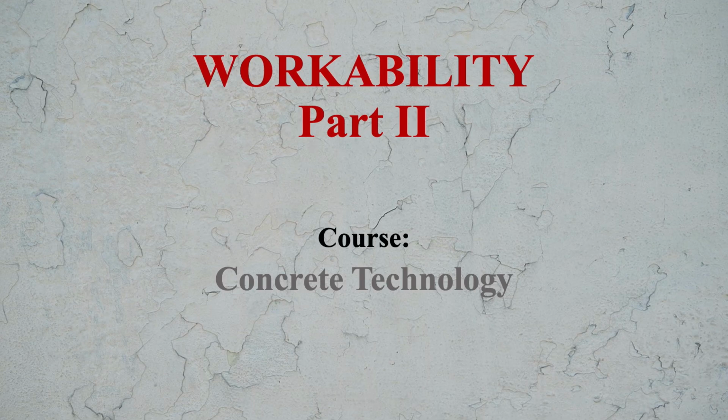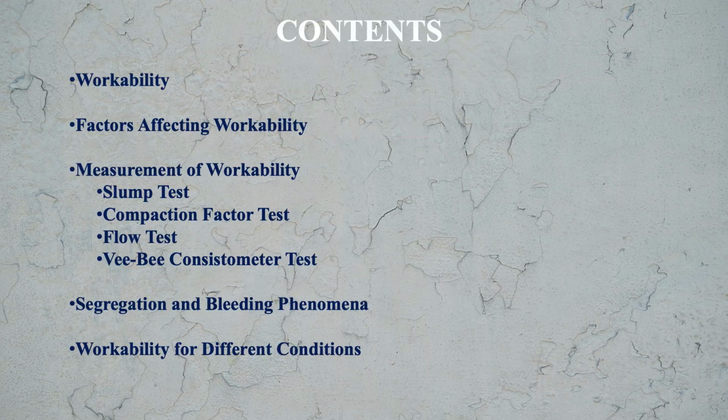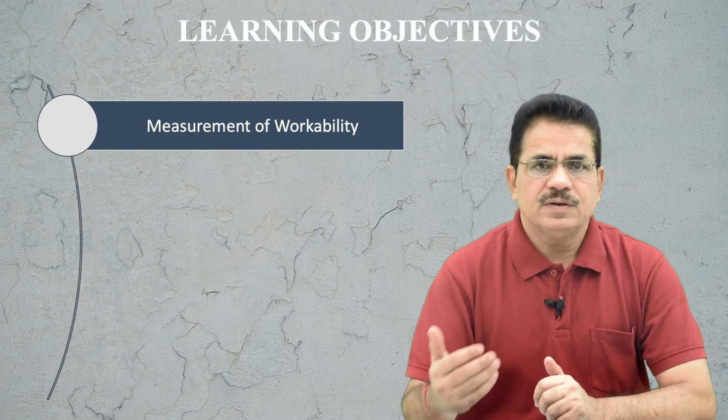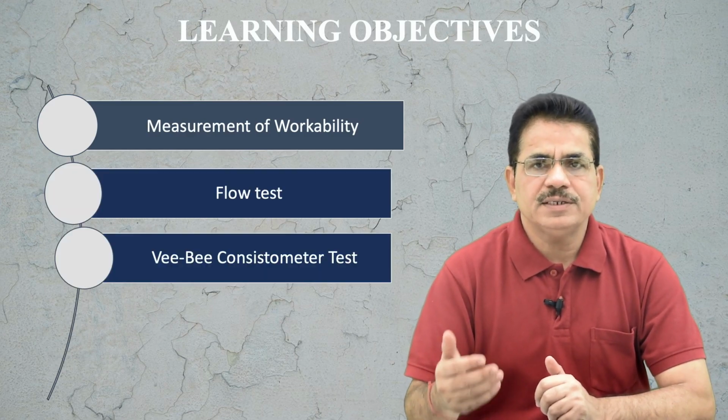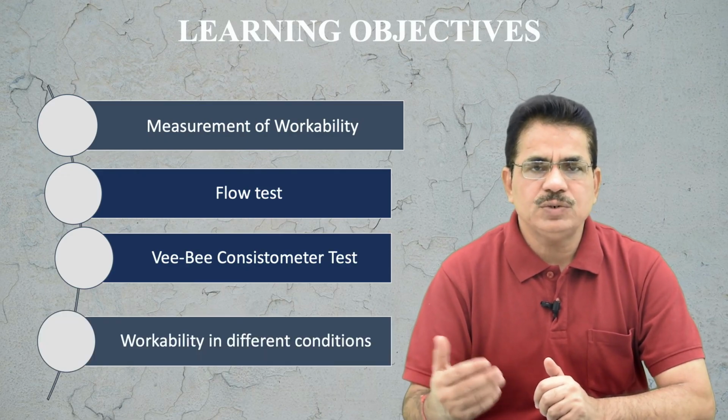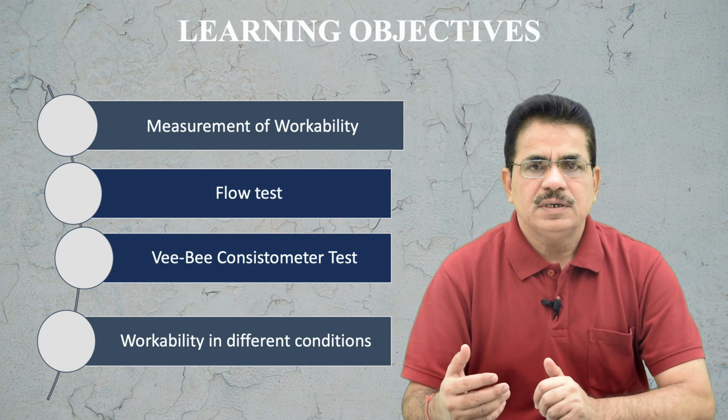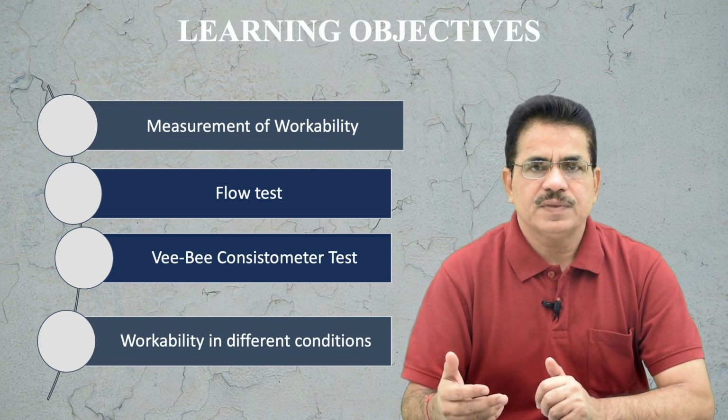So in our last lecture, we discussed workability and the different methods of measurement of workability. Now we will move to the other methods. In the last lecture you saw that we discussed the slump test and compaction factor test. Now we will move to the other tests, the flow test and VB consistometer test. After discussing these two tests, I will discuss with you the workability for different conditions. So let us move to the flow test.